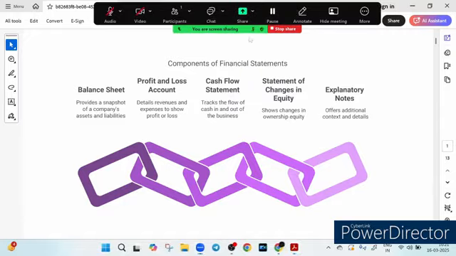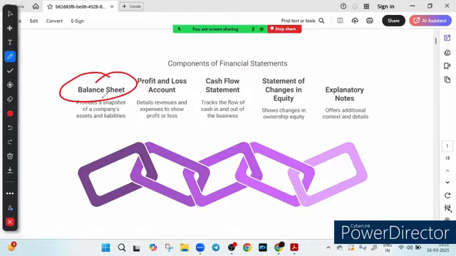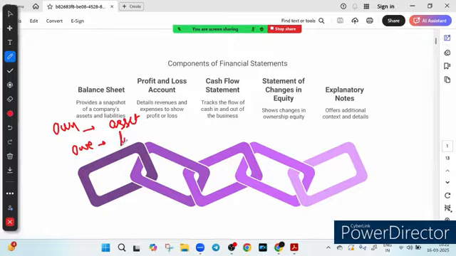The first is called balance sheets. Friends, think of this as the financial snapshot of a company. What a company owns is called asset, and what a company owes is called liability. So at a given point of time it shows the assets and liability of a company, that's called balance sheet.